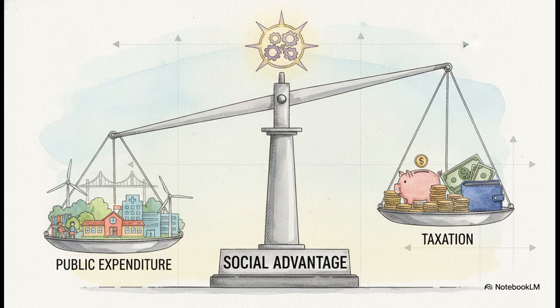So here is where Hugh Dalton ties the whole shebang together. Think of it like a giant balancing scale. He stated that the state should balance the marginal social benefit of public expenditure with the marginal social sacrifice of taxation. The ultimate goal, the absolute maximum advantage for society, is achieved at the exact moment when the benefit we get from government spending perfectly equals the sacrifice we make through taxes.